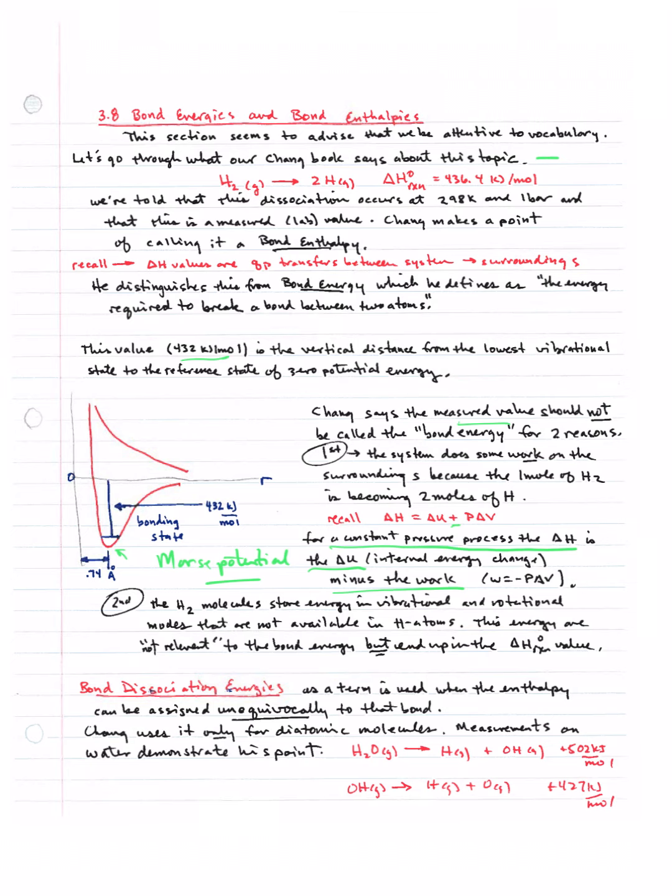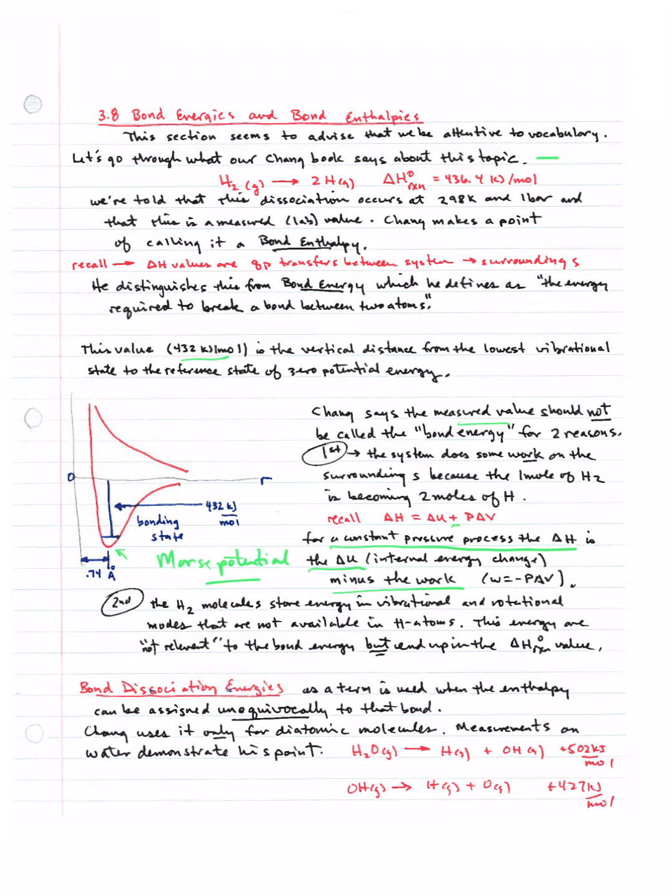Section 3 is titled Bond Energies and Bond Enthalpies. This section seems to advise that we need to be attentive to vocabulary. Let's go through what our Chang book says about this topic. He gives us a reaction, a mole of hydrogen gas going to 2 moles of hydrogen atoms in the gas phase. The delta H of that reaction is given as 436.4 kilojoules per mole.